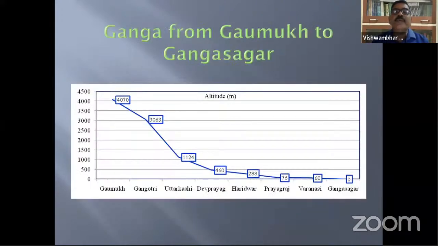So if you see this graph, Ganga originates from Gomukh at 4,070 meters. To Ganga Sagar, it is 0 meters. So all the way, if you see Gangotri, Uttarkashi, Devprayag, Haridwar, Prayagraj, Varanasi, this is the longitudinal profile of the Ganga. And the length of the Ganga is 2,525 kilometers, exactly measured by the Forest Survey of India.